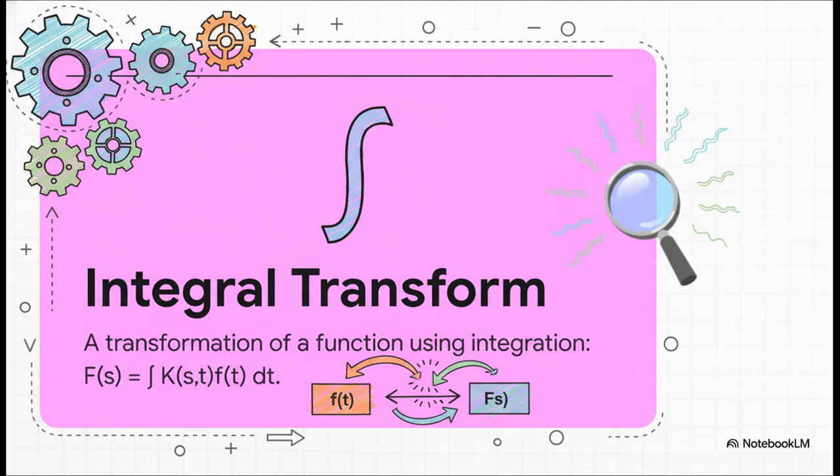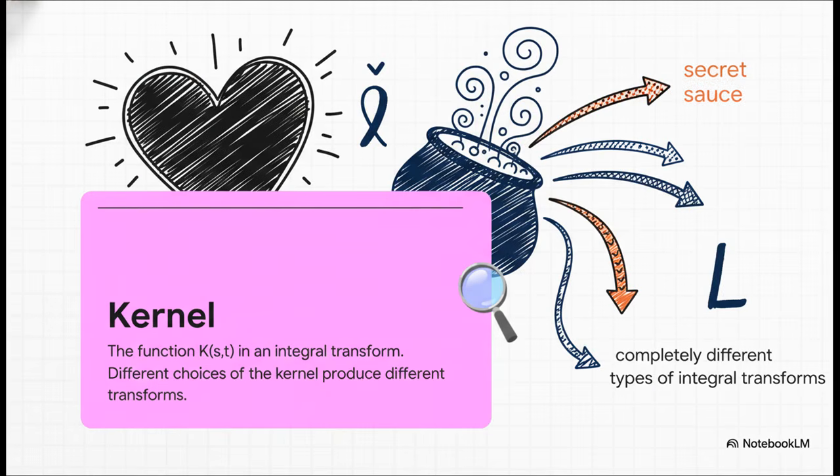Okay, so here it is. This is the blueprint for our machine. It's a special kind of operator called an integral transform. And here's how it works. It takes our starting function, let's call it f of t, multiplies it by another special function called k, and then it integrates the whole thing. This process transforms our original function of t into a brand new function of a different variable, s. That k function has a special name. It's called the kernel. And let me tell you, this is the absolute heart of the machine. It's the secret sauce. If you change the kernel, you can build completely different kinds of transformation machines.